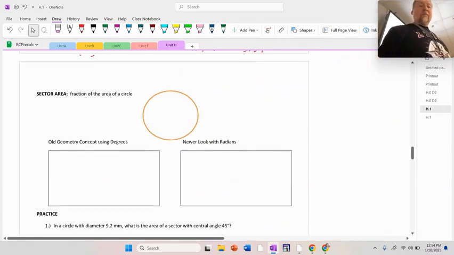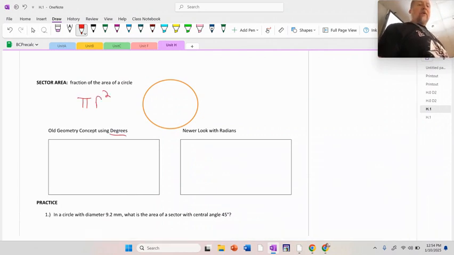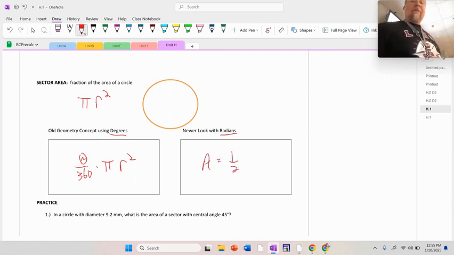What's area of a circle? Pi r squared. Okay. What's area when we were in degrees? It was theta divided by 360 times pi r squared, right? That's when you have an area of a sector, correct? But then when I have the angle itself all taken care of, that area in radians is half theta r squared, as long as theta is in radians.